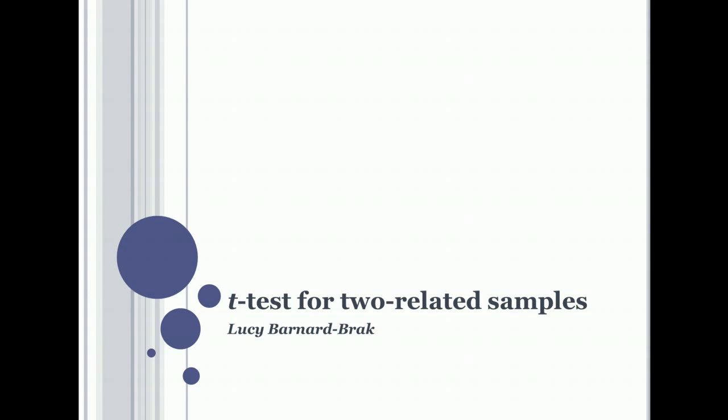Hi, this is a lecture on t-tests for two related samples, otherwise known as dependent samples t-tests. It's also known as repeated measures t-tests because it's used in a repeated measures context, and also within subjects designs. So you'll hear it called a within subjects t, or repeated measures t, and of course a dependent samples t.